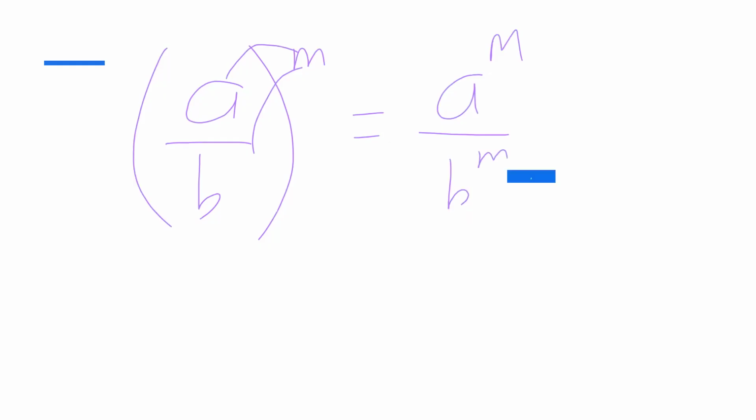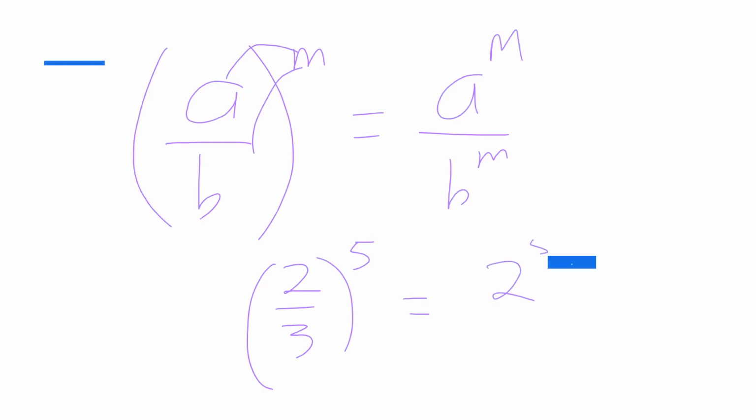You see it? It's because a over b is a fraction. So in the end, if you're doing, I'm going to change the m to a number, 2/3 raised to the power 5. Now the 5 affects 2/3, right? So you're going to have 2 to the power 5 over 3 to the power 5, like that. So you should remember that.